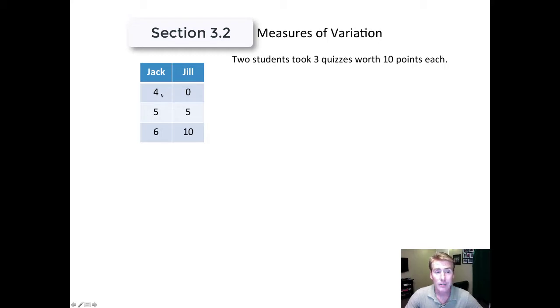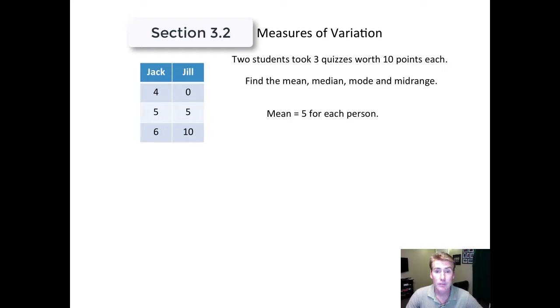Jack, on the other hand, isn't doing too well in the class. Luckily, Jill's been helping him out, so he has been improving, but just by 1 point each time. Well, let's review some of the things that we've just learned recently. Find the mean, median, mode, and mid-range.